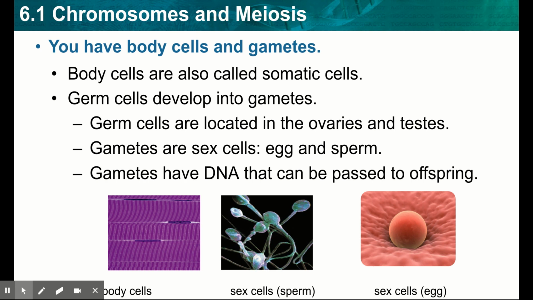Gametes, your sex cells, have DNA that can be passed on to your offspring. Okay, so that's why we have similar traits to our parents, because those gametes were passed down to us.